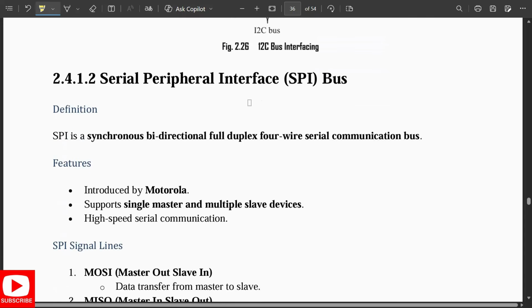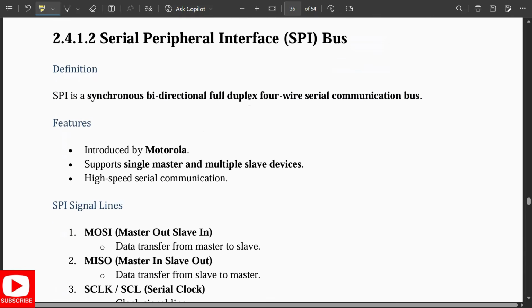Next is the serial peripheral interface, that is the SPI bus. This is a synchronous bidirectional full duplex 4-wire serial communication bus. You need to remember the keywords here: synchronous, bidirectional, full duplex, and 4-wire serial communication bus. It was introduced by Motorola and supports a single master and multiple slave devices.